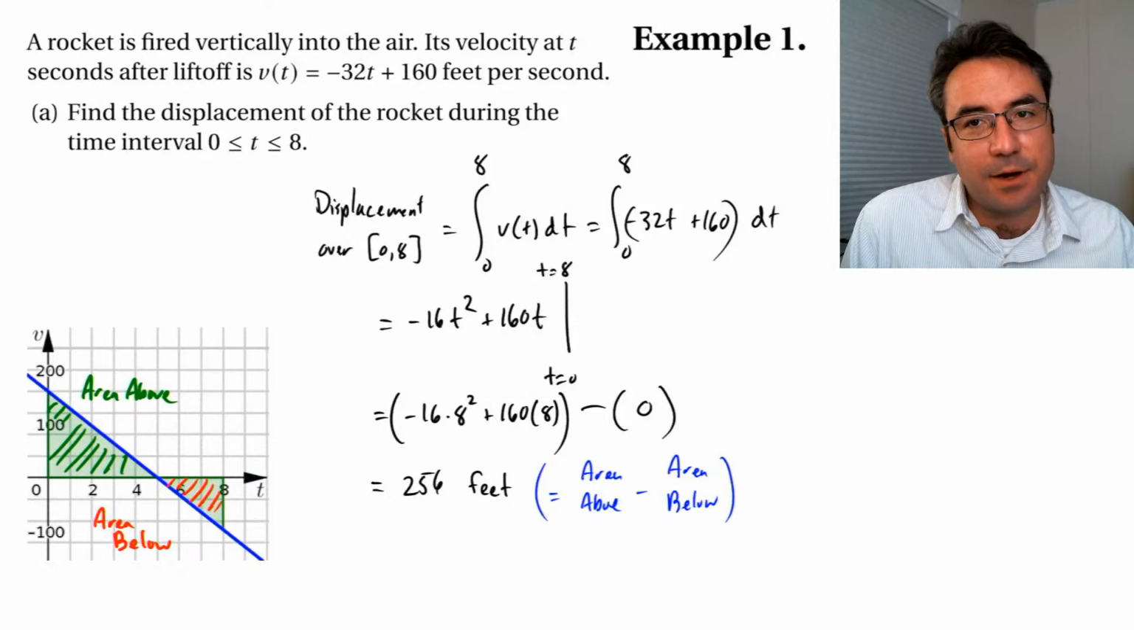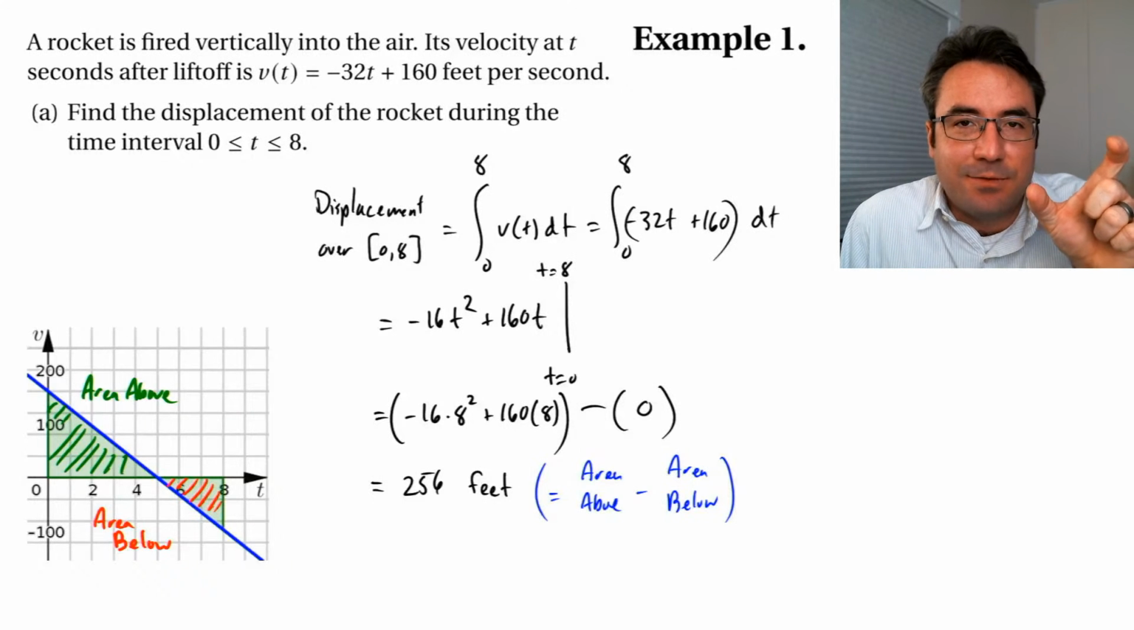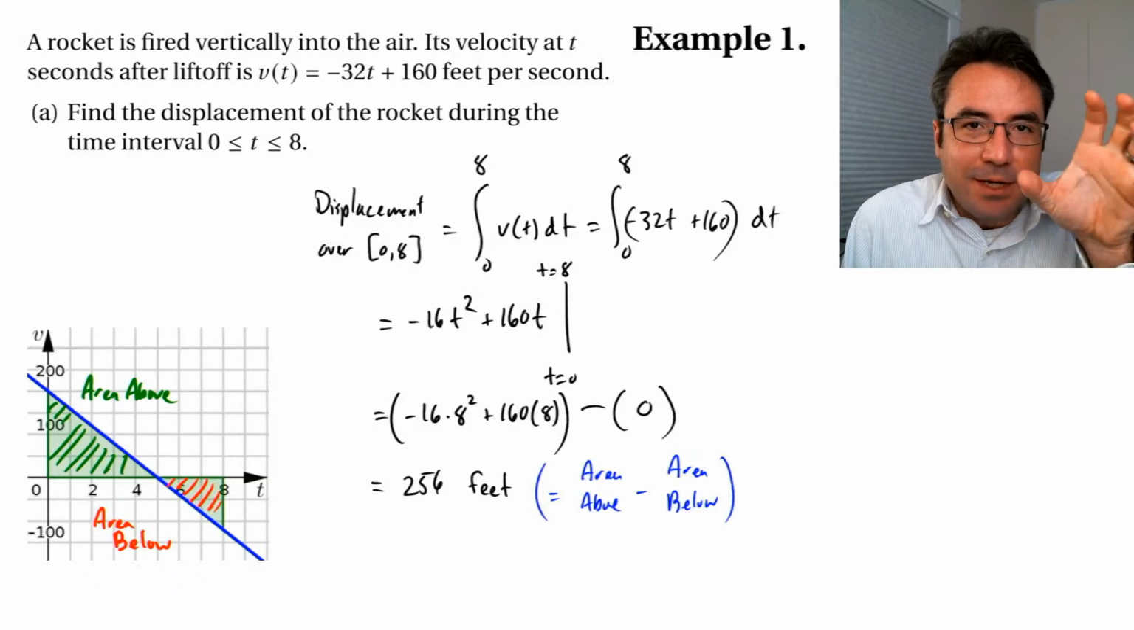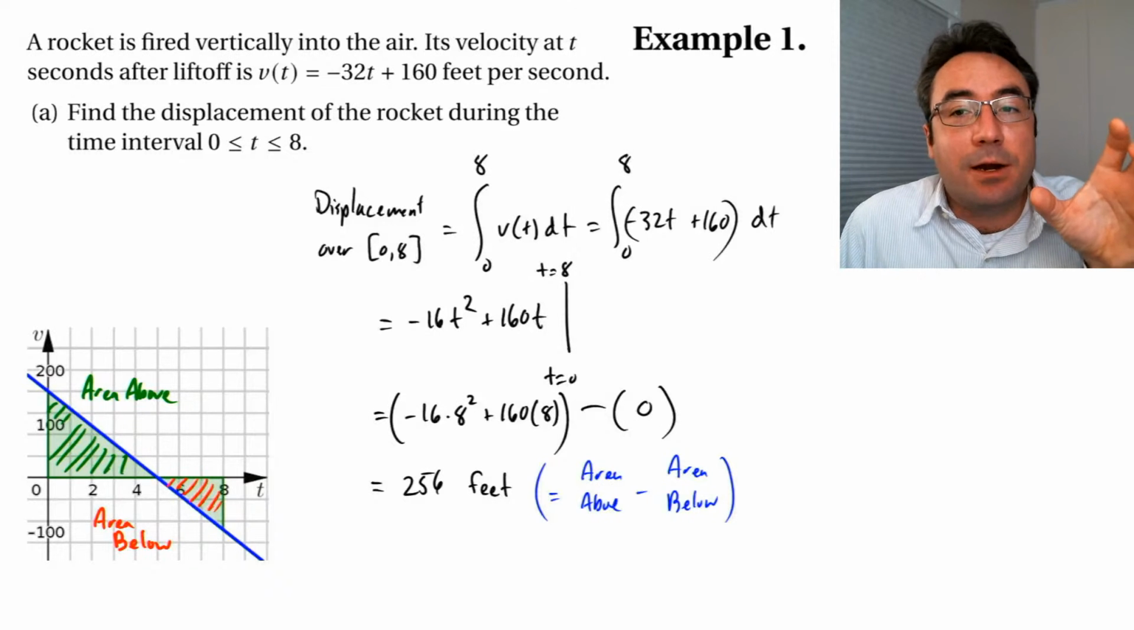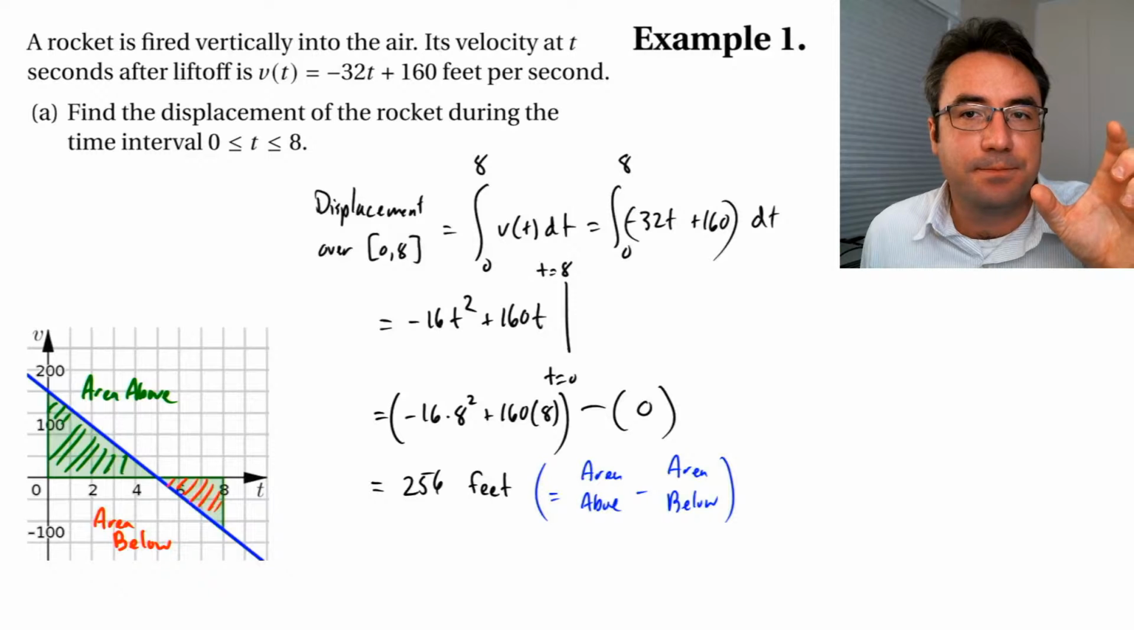And looking at the graph, it makes sense that the value is positive, because the region for the area above looks to be a bit bigger than the region where our graph goes below.